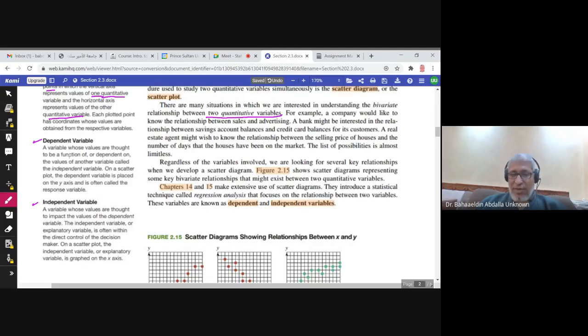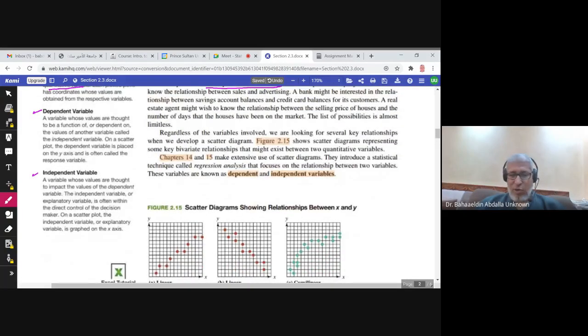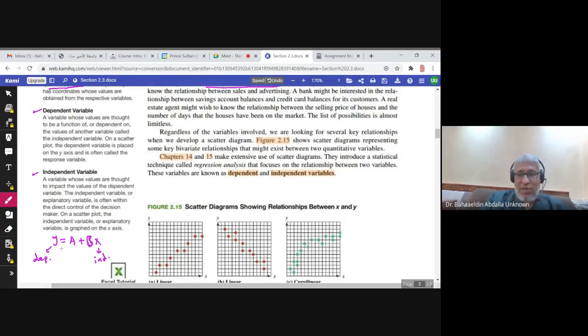Usually, the dependent variable depends on the independent variable. If the equation is solved for y, for example, y equals a plus bx, here x is the independent variable, while y is the dependent variable, because if you change x, y changes. If you replace x by 0, you get y equals a. If you put x as 1, you get a plus b, and so on. X is the independent variable, y is the dependent variable.